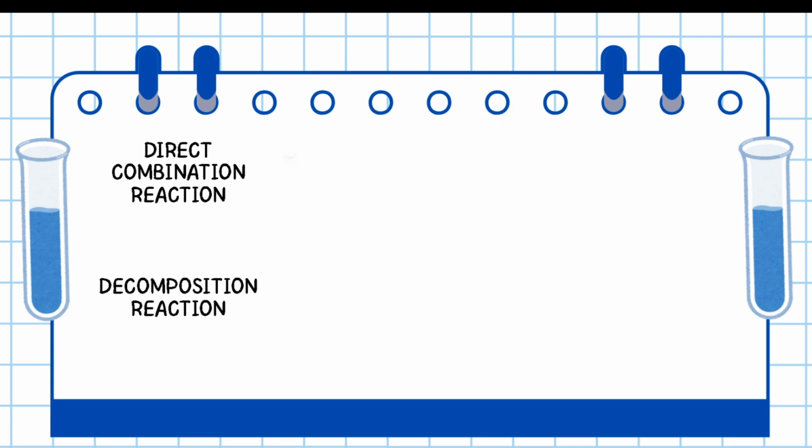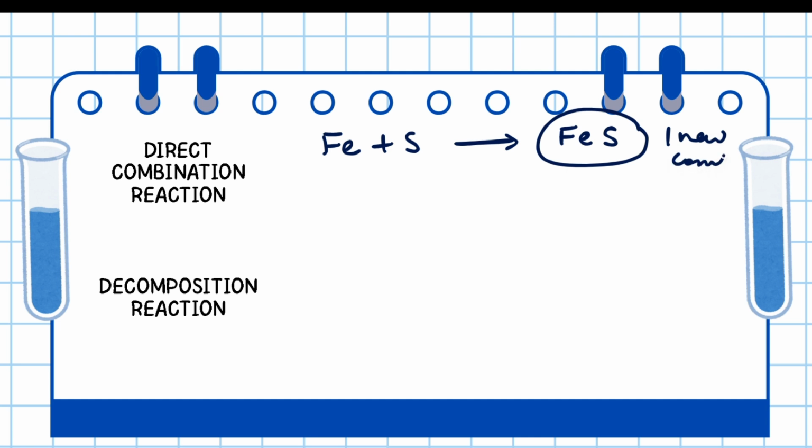Firstly, talking about direct combination reaction, in which two or more elements combine. If we take the example of iron reacting with sulfur, they combine to give one new compound, that is iron sulfide. Remember, in a direct combination reaction, always one new compound will be formed, and it is also called a synthesis reaction. Okay, so what has happened? Two or more different elements have combined, and they will always combine to form one new compound. And the other name of direct combination reaction is also synthesis reaction.